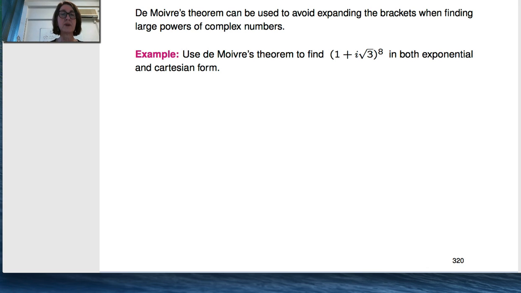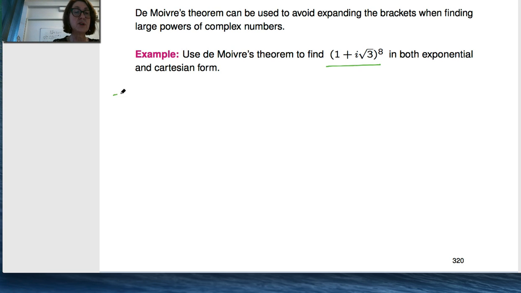This result is really handy if you're trying to work out something like this, 1 plus i root 3 to the power 8. If you tried to do that by multiplying out the brackets, it would take you rather a long time. But if you use de Moivre's theorem, it's actually quite fast. So I'm going to use de Moivre's theorem. If you don't believe me, you can start multiplying that out 8 times, and we'll see who finishes first.